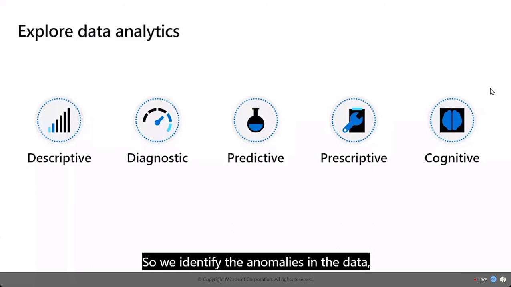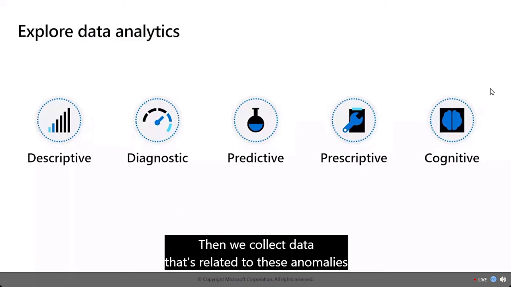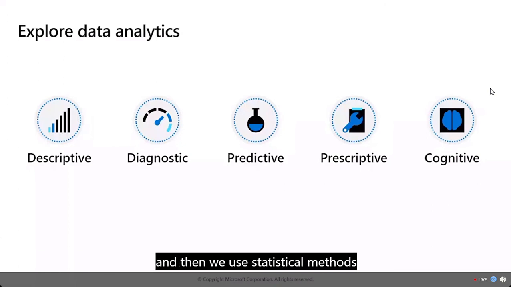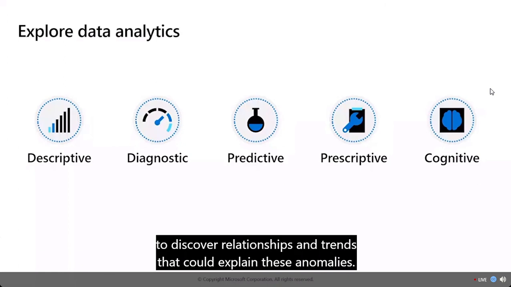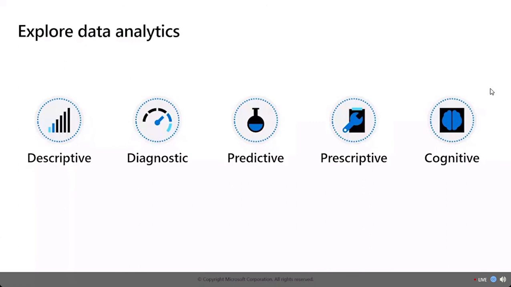So we identify the anomalies in the data. These could be unexpected changes in a metric or particular market. Then we collect data that's related to these anomalies. And then we use statistical methods to discover relationships and trends that could explain these anomalies.